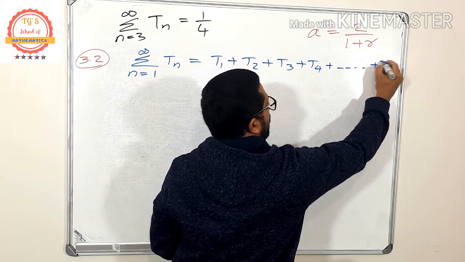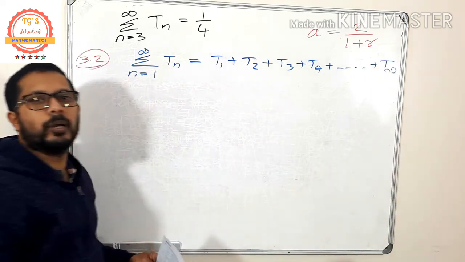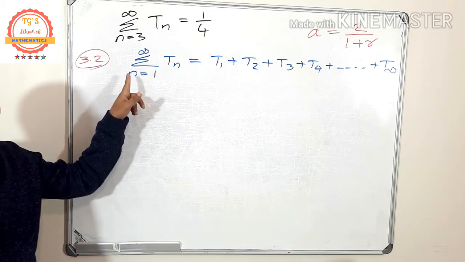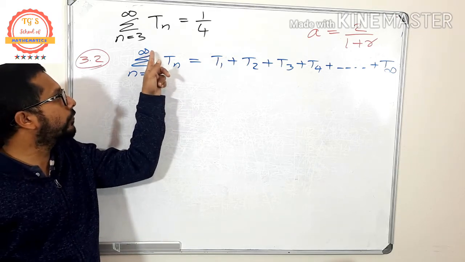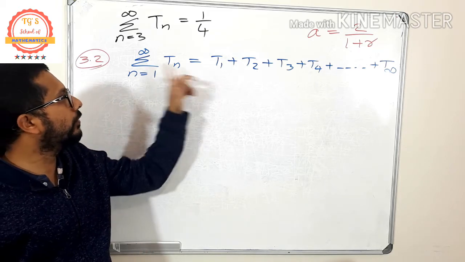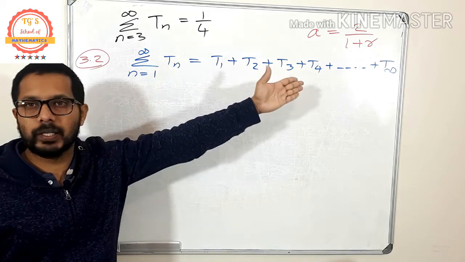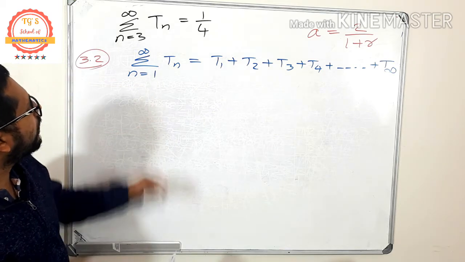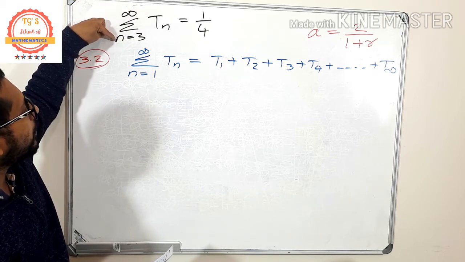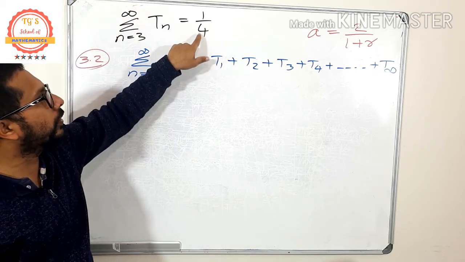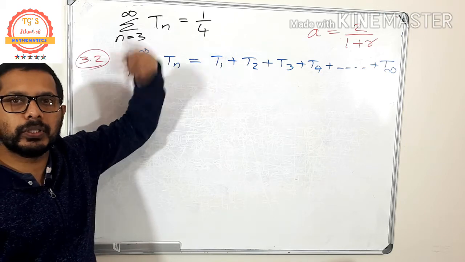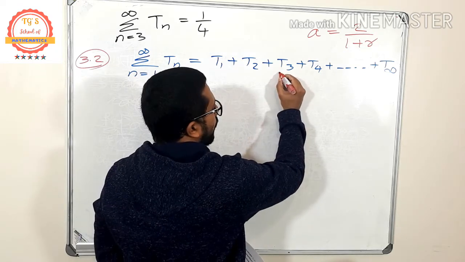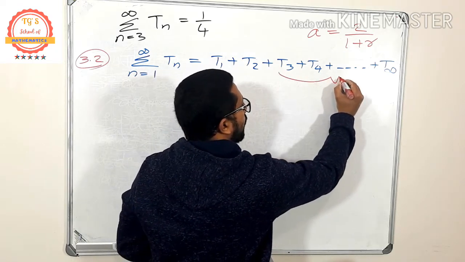And the last term is up to which term? Up to infinity. Okay, so if it is sigma n is equal to 1 to infinity Tn, then this is the expression. But here, look at what is given. Sigma n is equal to 3 to infinity, we know that it is 1 over 4. What is the meaning of 3 to infinity? It means from here, am I right?